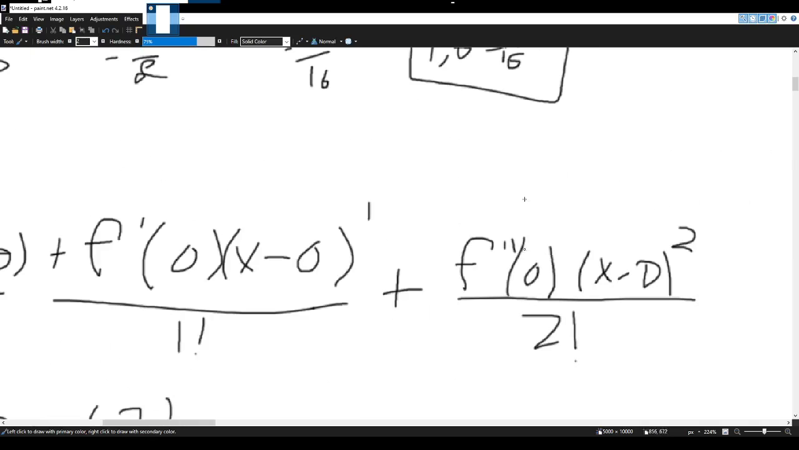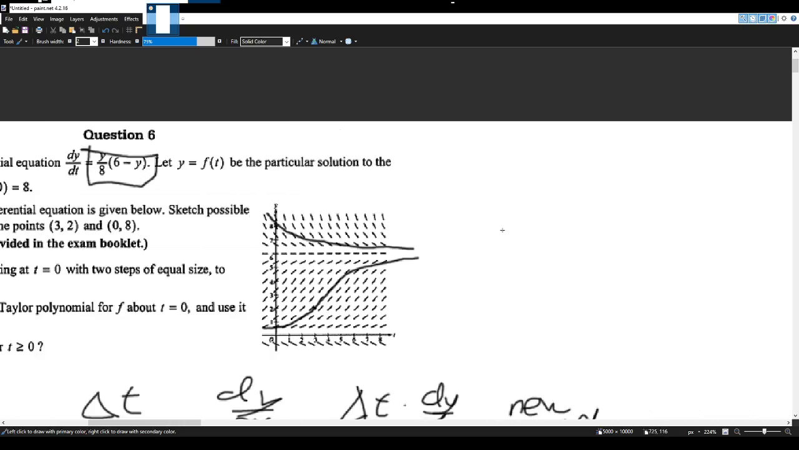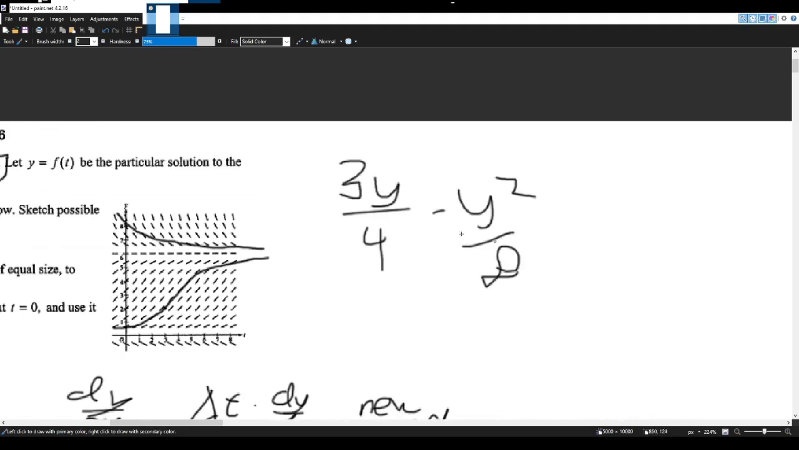And now this one we have to find. We're not given the second derivative of f anywhere, but we can just take this derivative and find the derivative of it. Hence, the second derivative. So I'm going to unfactor it because I feel like that'll be easier. So 3/4 y minus y squared over 8. Now we find the derivative of this, and remember this variable is not the variable of differentiation.